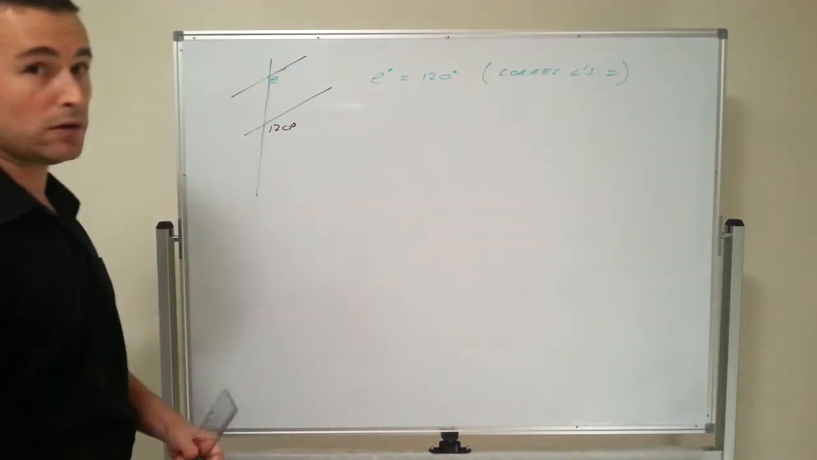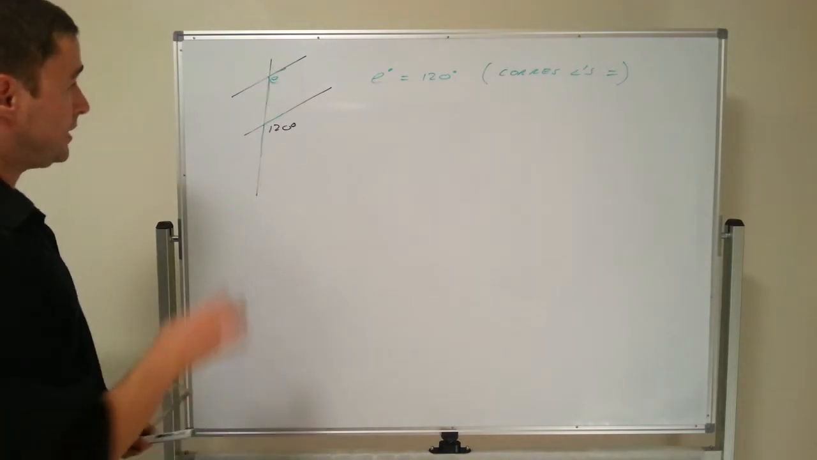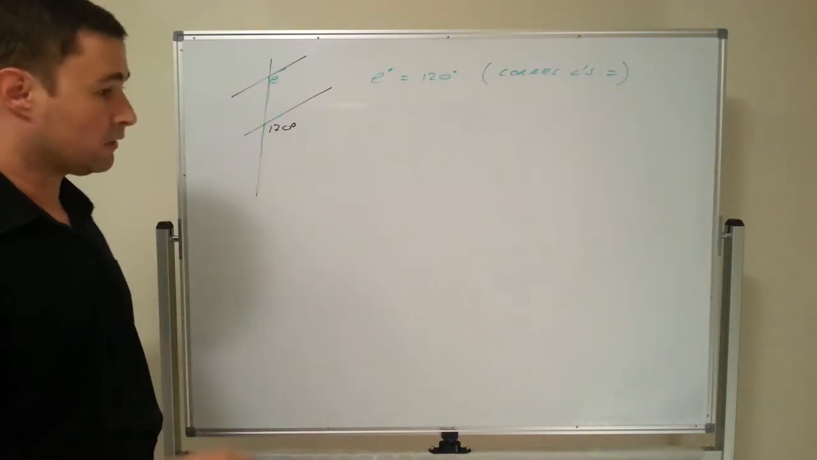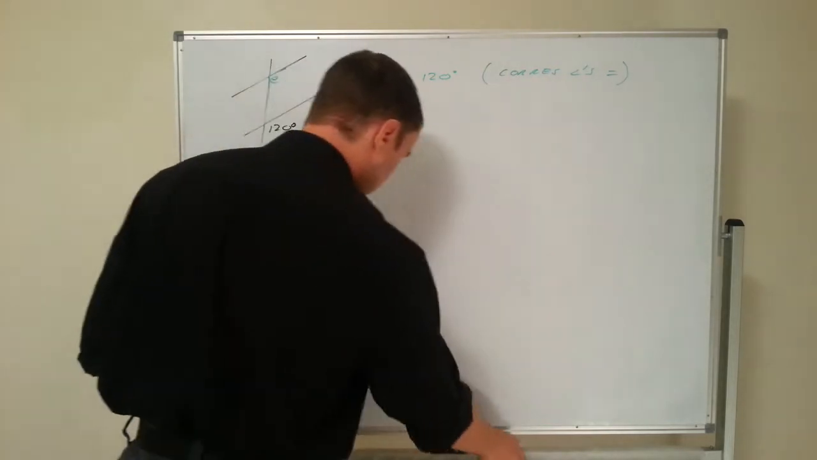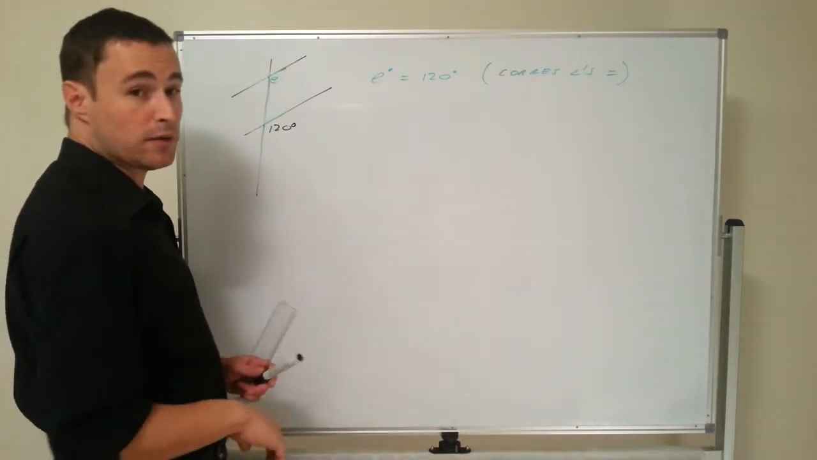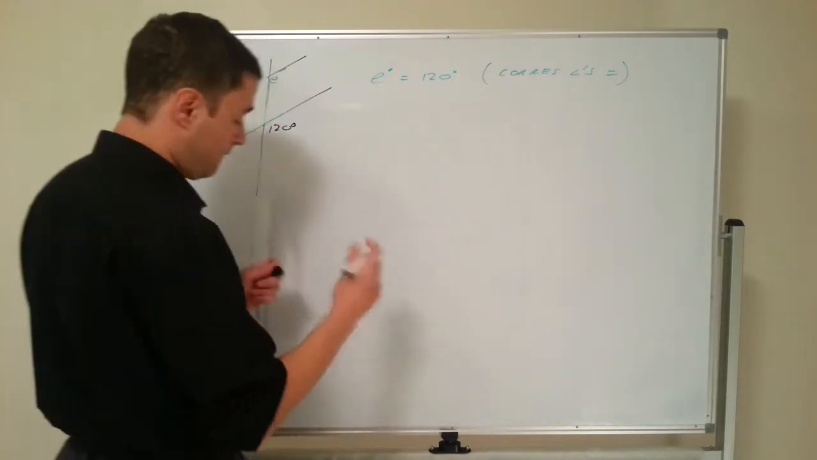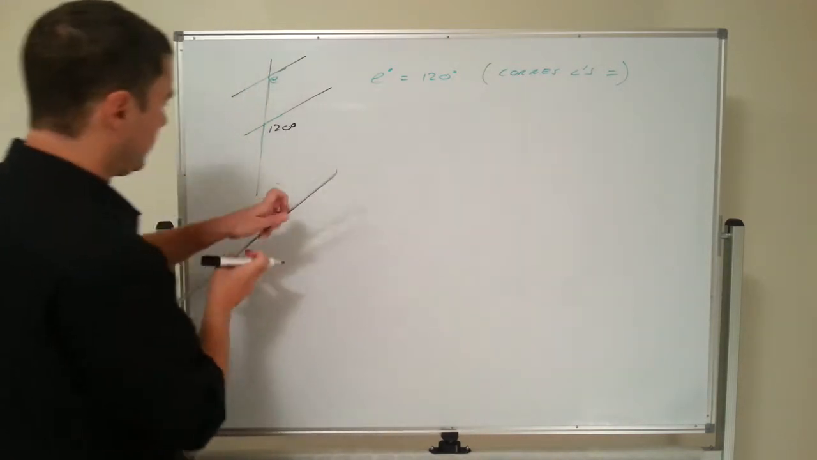Okay, straightforward. It's just writing it down, just identifying which one you're using and writing it down. So E equals 120, corresponding angles equal. The same one for the next one. If you look down at the notes below, it says E equals. They've got E between the two things.